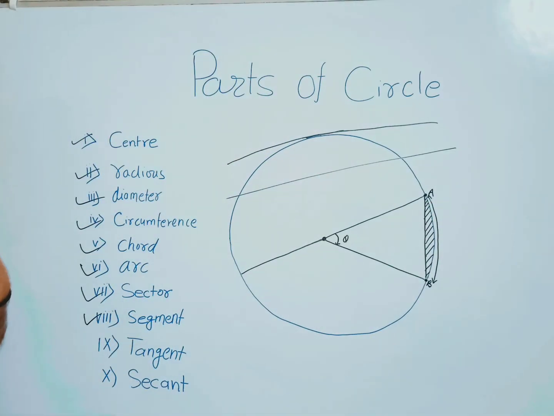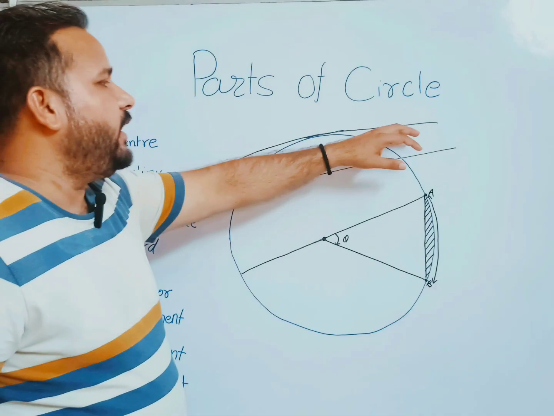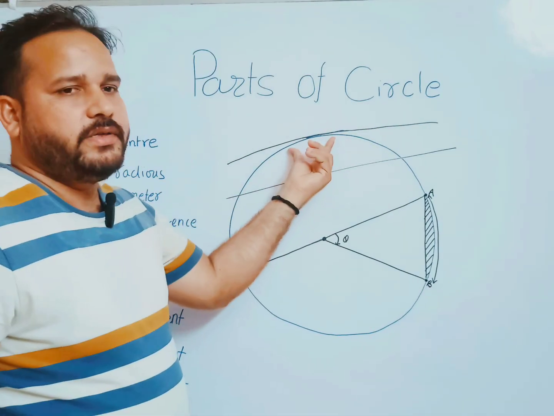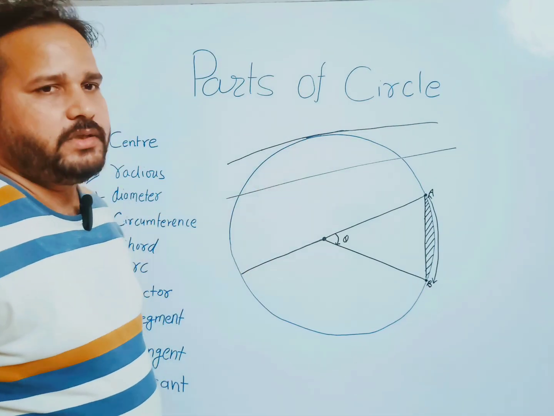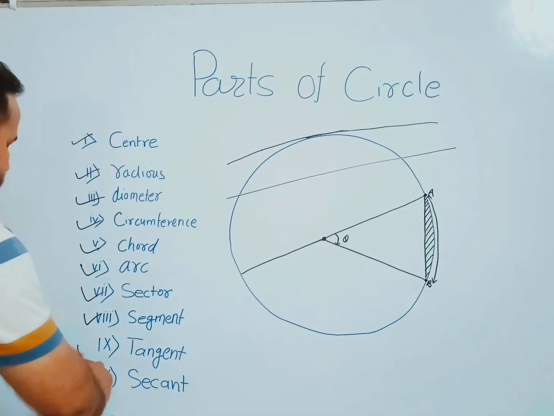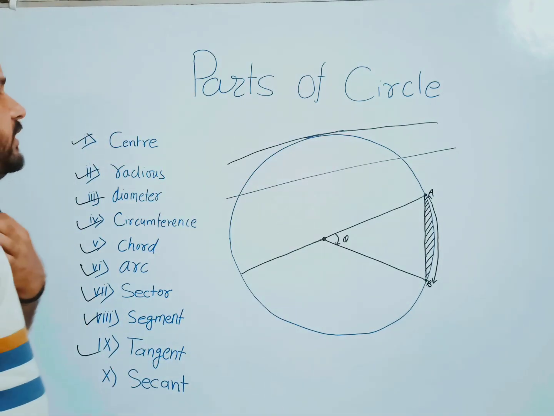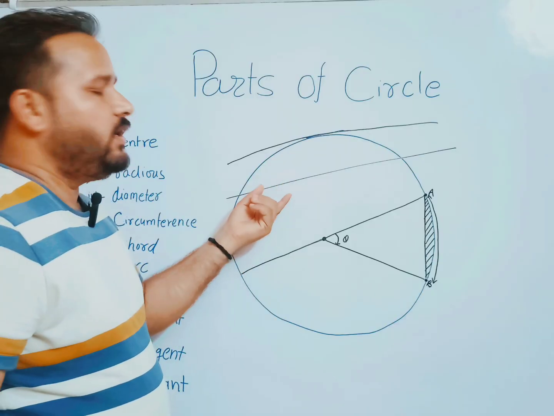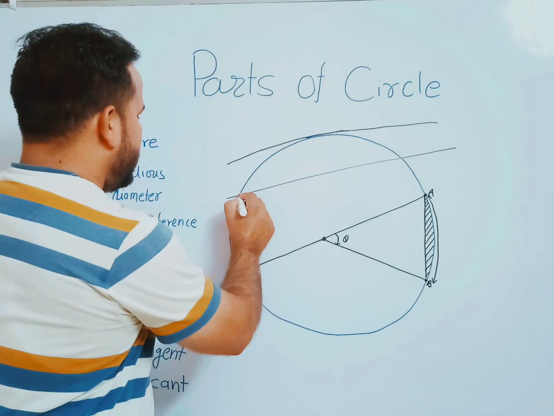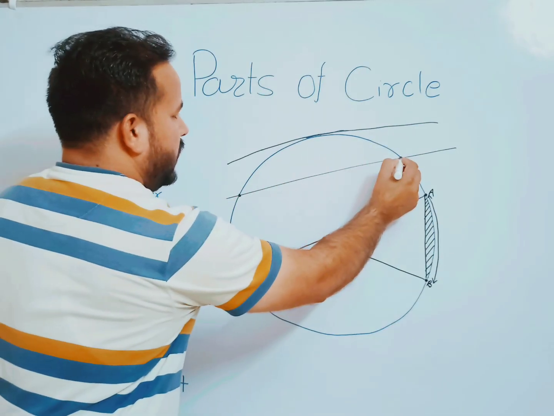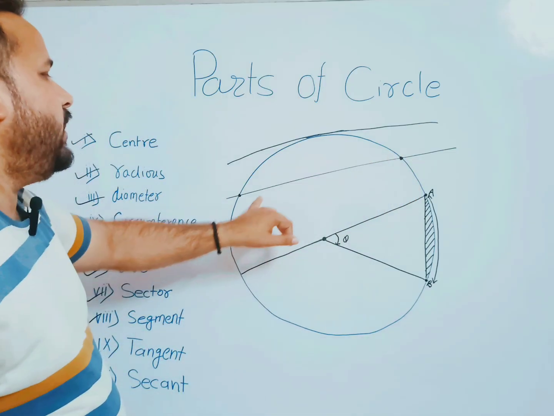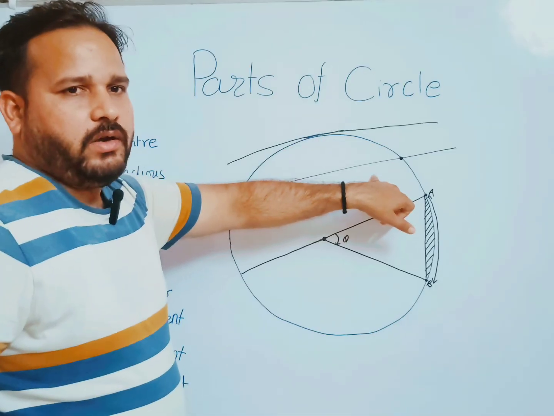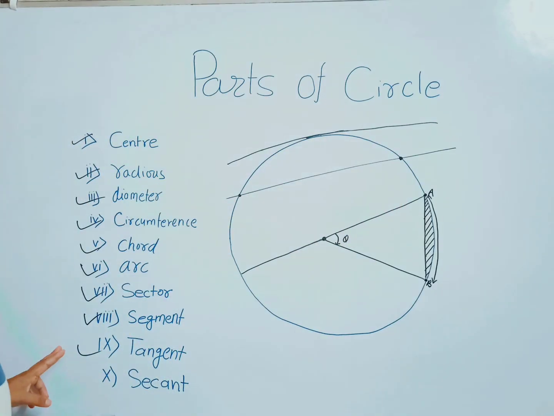Tangent. Tangent is a line that touches the circumference of the circle, that is called tangent. And last is secant. Secant is the line that crosses or intersects the circle at 2 points. This line is called secant, and that crosses or intersects at 2 points. Okay, all the parts of the circle are clear.